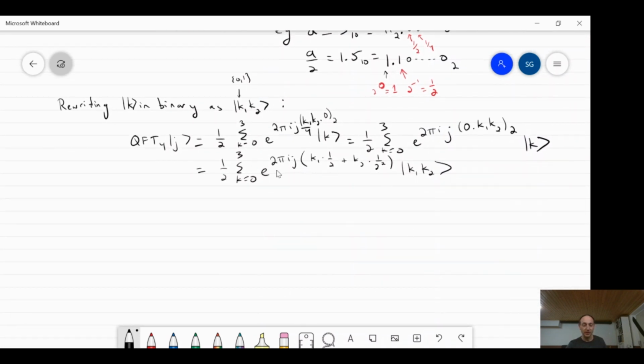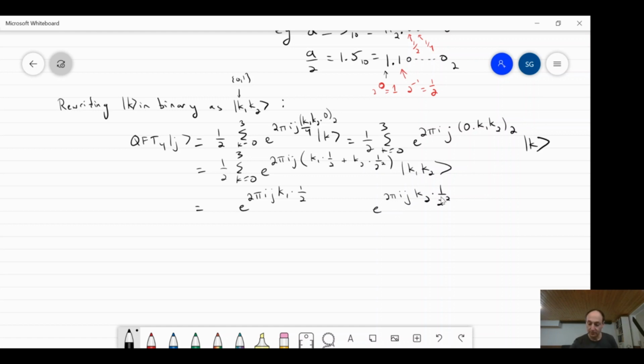The reason is that this is an exponent of a scalar. It's e to this thing. And whenever I have e to something that's a sum, I can split that into a product. So let's do exactly that. I can rewrite this as e, first let me write the phases out: k1 times a half, and e to the 2 pi i j, k2 times 1 over 2 squared, or a quarter. That's just breaking it apart into pieces.